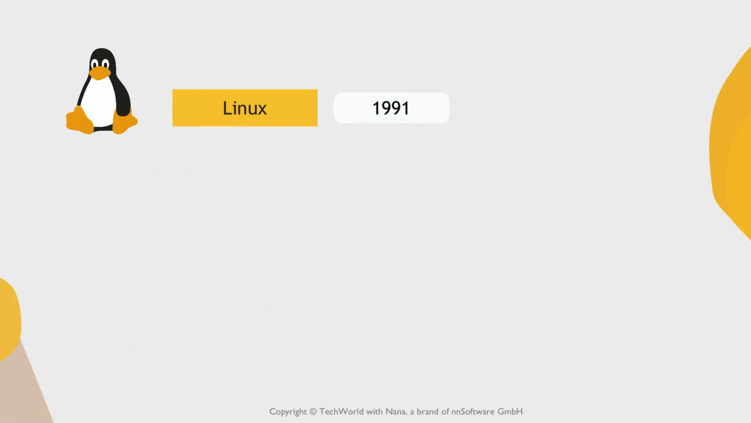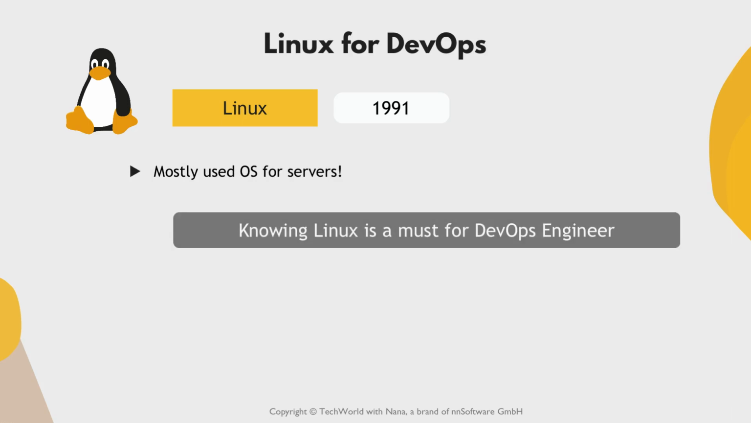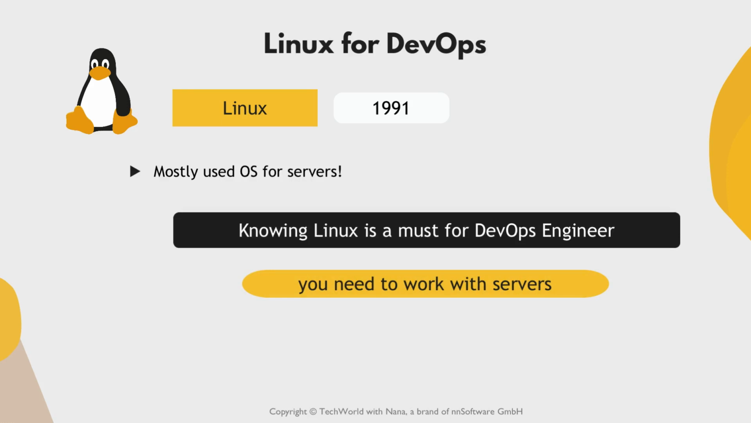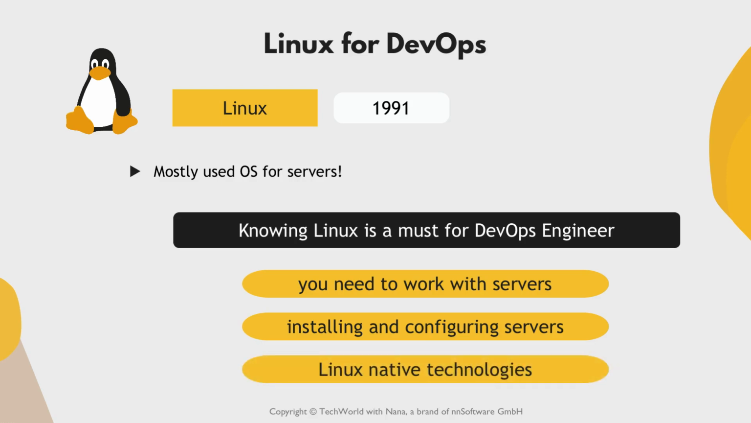And as you know, Linux is very popular and is the most used operating system for servers, but also for desktop computers among IT professionals. So knowing Linux is definitely a must for a DevOps engineer, because many DevOps tasks actually involve working with servers and installing and configuring stuff on them. Also, most of the technologies that are being developed today, including the DevOps technologies like Docker, Kubernetes, Ansible, etc., are all Linux native technologies. Docker was originally only supported on Linux, for example.